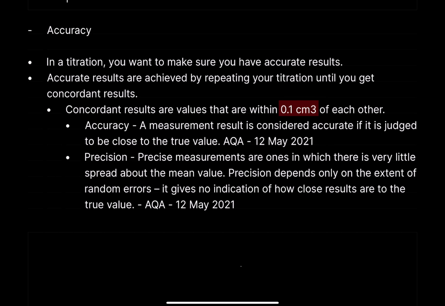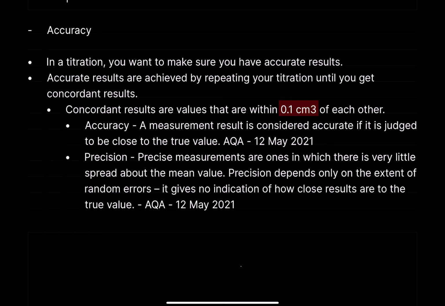You have an idea of roughly where it is when doing your calculations anyway, and you'll do 3 separate titers. So you'll repeat the experiment 3 times, so that you can make sure you get an accurate representation. Now, if you get titer values that are outside your 0.1 centimeter cubed range, you discount them. They're counted as anomalous results. You only count results that are within 0.1 centimeters cubed. That's what we call concordant results.